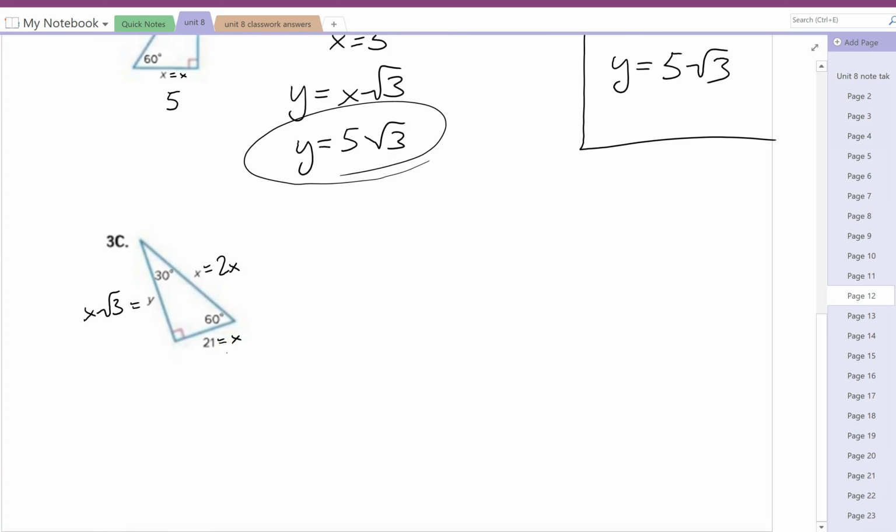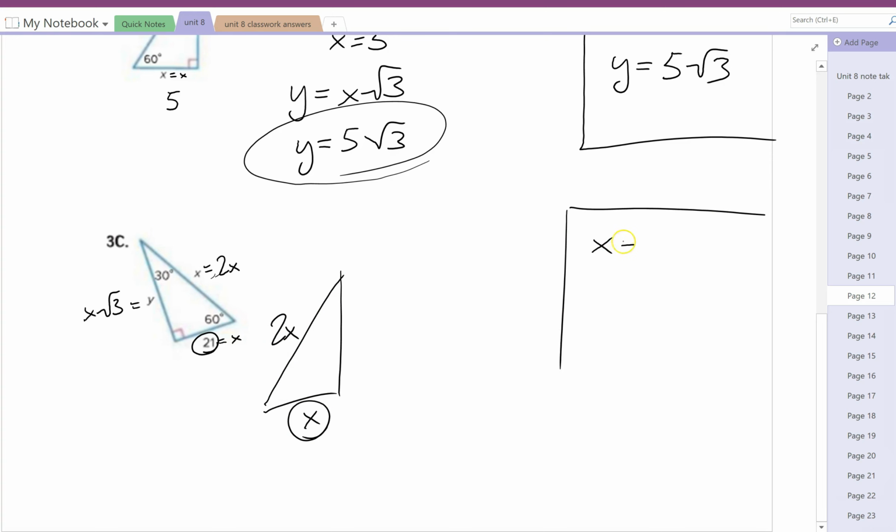21 equals x. That one's pretty easy. I don't even have to solve for anything. X is just going to be 21. What that means is that if this side is 21, this one up here is 2 times that, right? Remember back to this triangle. If that one is x, the hypotenuse is 2x. So whatever this one is, I just double it to figure out how long the hypotenuse is. So in this problem, x is 21 times 2, which is 42.